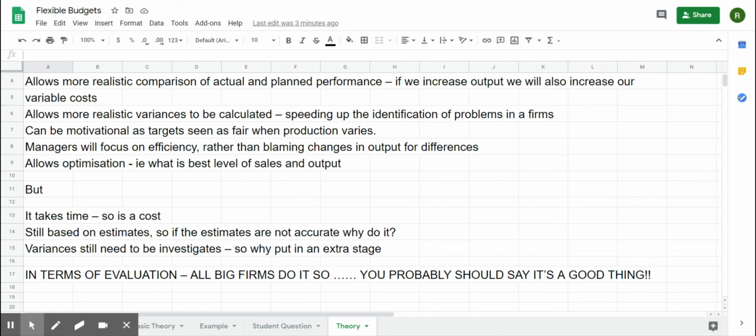And variances still need to be investigated. Indeed, we've already done standard costing and variances. There's an argument that really by doing this, we're just creating an extra stage anyway within the process. So we can flex variance calculation using other methods. We don't need to do this.